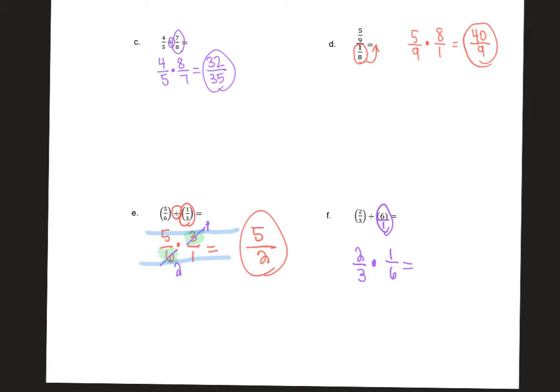Multiply straight across. 2 times 1 is 2. 3 times 6 is 18. Those are both divisible by 2, or they're both even. I cut them both in half, or divide by 2. 2 divided by 2 is 1. 18 divided by 2 is 9. And I get 1 over 9.